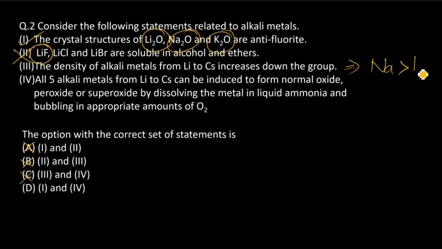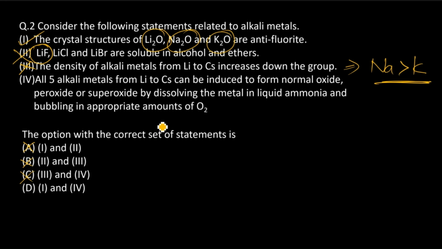Sodium is greater, the potassium density is less. So which makes this a wrong statement. And option D, the statement D: all 5 alkali metals from lithium to cesium can be induced to form a normal oxide, peroxide or superoxide by dissolving the metal in liquid ammonia and bubbling in an appropriate amount of O2. So this is a correct statement.